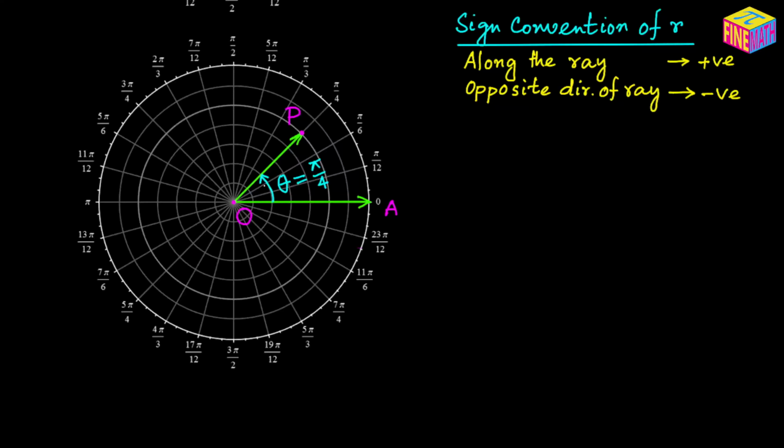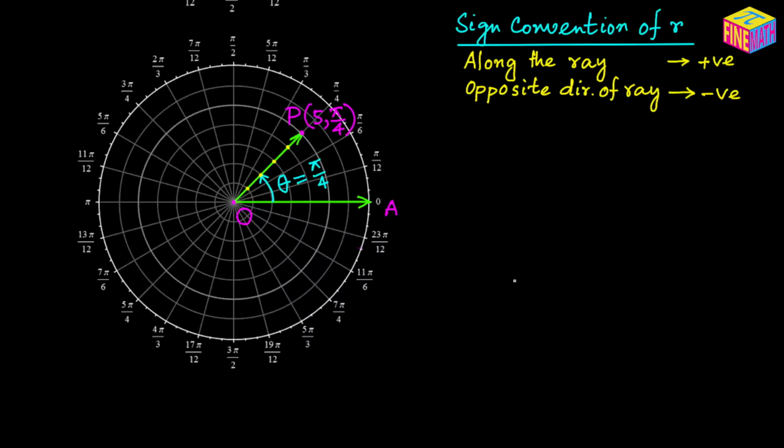Let me highlight that with a yellow dot maybe. So this is 1 unit right here, and then 2 units, 3 units, 4 units, and finally we reach the point P, which is 5 units away. So in this case, r is positive 5. Why? Because we are measuring the distance r from the pole along the ray. That is why we take it as positive. So the coordinates of P would be (5, pi over 4). That's the polar coordinate of P.